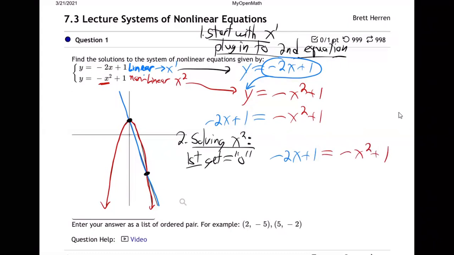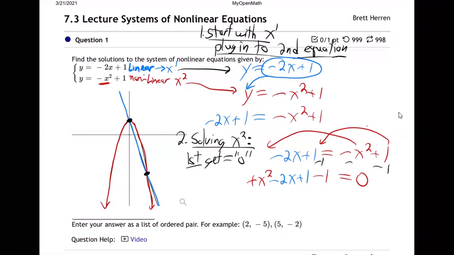The easiest way to do that is to jump this guy over here and this guy over here. So we'll get plus x squared minus 2x plus 1 minus 1 equals 0. Do you see what happened there? I just jumped that stuff to the other side. Really, what I did is I subtracted 1 from both sides, and I added x squared to both sides, if you prefer.